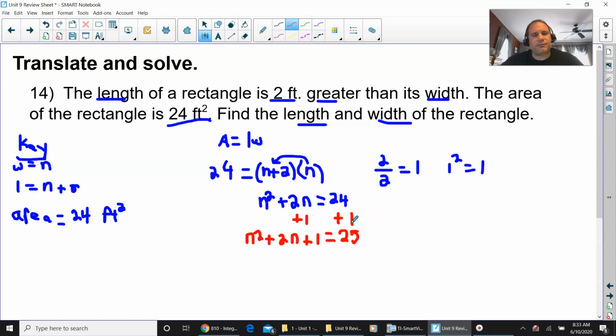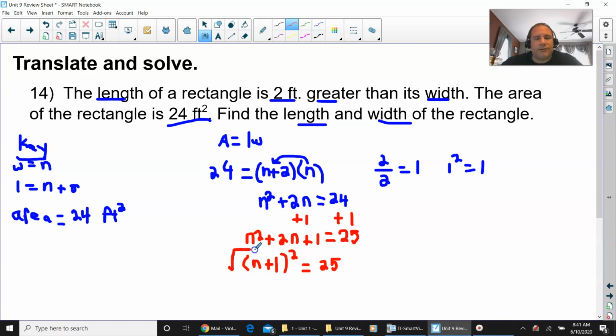And just like that, n squared plus 2n plus 1 equals 25. So we have n squared plus 2n plus 1 equals 25. You get n plus 1 times n plus 1, because 1 times 1 equals 1, and 1 plus 1 equals 2. All of it's positive, so it's nice and easy, equals 25. So it's n plus 1 squared equals 25.